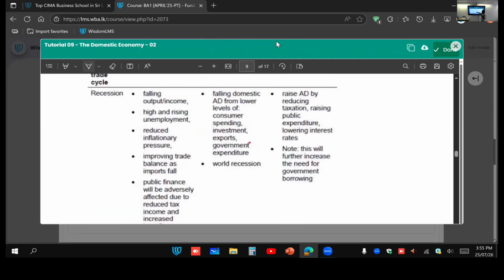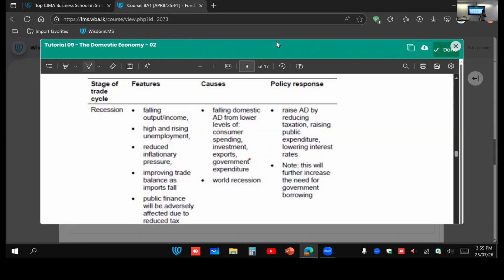So next one, causes. What are the reasons, right? Falling domestic aggregate demand from lower levels of consumer spending, investment, exports, government expenditure. Falling domestic aggregate demand. Falling aggregate demand. Why does that happen?